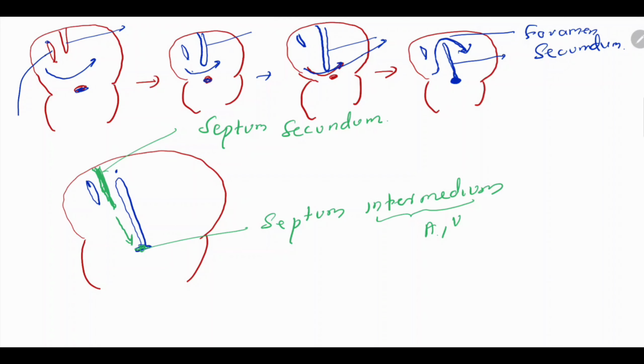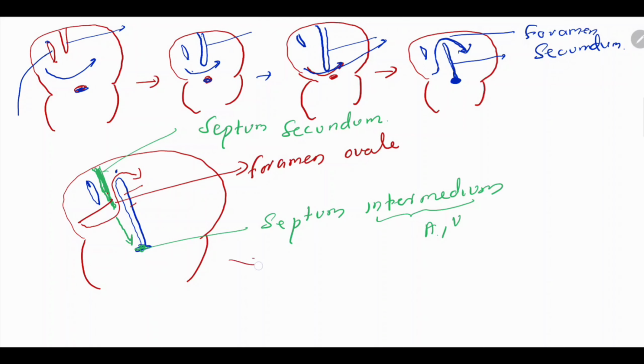At that time the blood from the right half of the primitive atrium passes through the slit which is formed between the septum secundum and the septum primum. This gap is known as the foramen ovale. This slit-like opening formed here is known as the foramen ovale. And just before birth, the septum secundum overlaps and fuses with the septum primum.